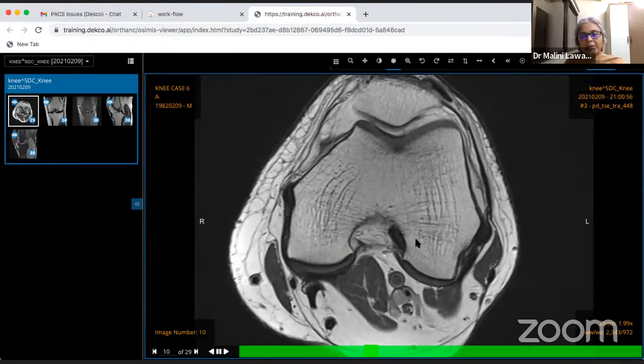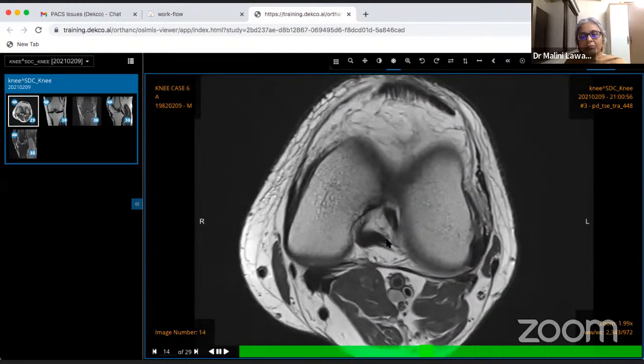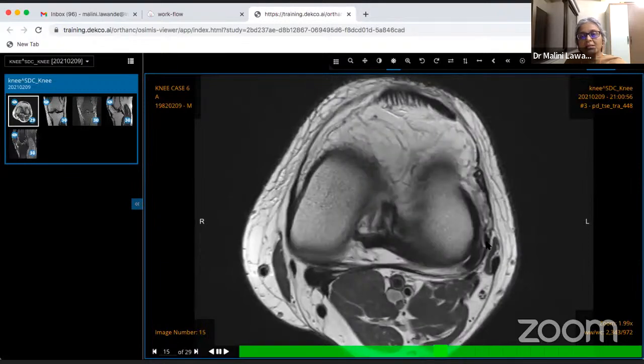This is the medial collateral ligament. This is the anterior cruciate ligament. This is the posterior cruciate ligament. Both seen very well. This is the lateral collateral ligament, and this is the popliteus.